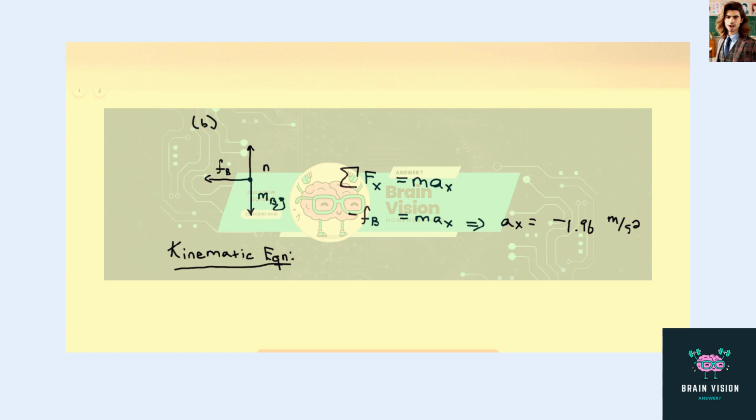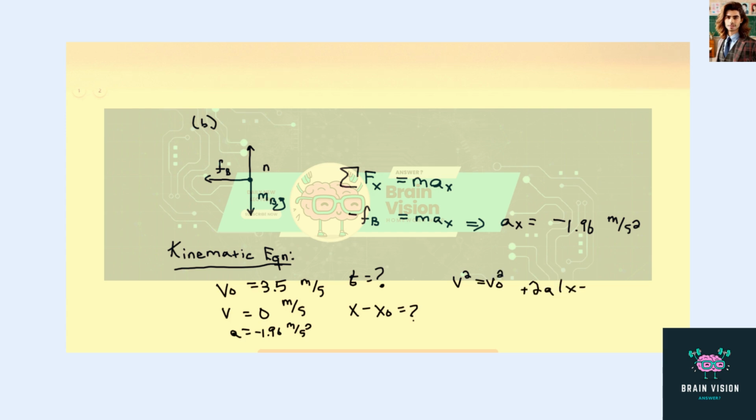Let's write down our knowns. We know the initial speed is 3.5 meters per second, which is just given in the problem. We know the final speed is at rest, so 0 meters per second. We know the acceleration is negative 1.96 meters per second squared, because that's what we calculated here. And the unknown we want to solve for is the distance traveled. Note, we also don't know the time, but that's not our true unknown. So we're going to pick a kinematic equation that doesn't involve time. And so the one we're going to use is this one right there.